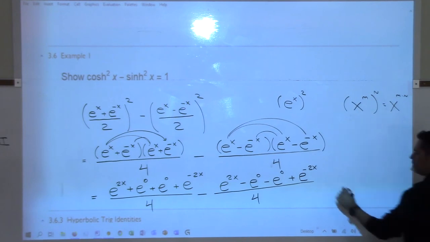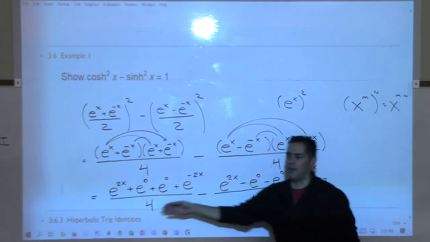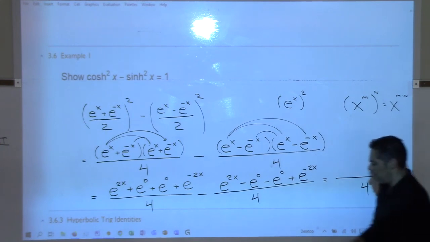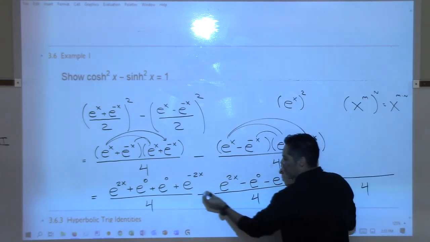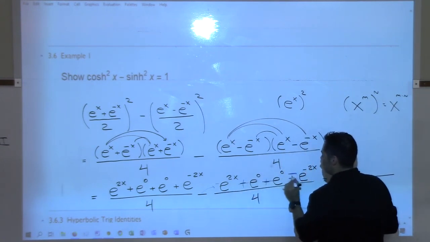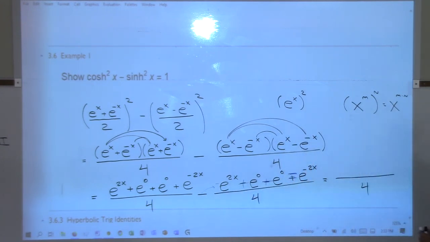And I think we can start putting everything together. These have the same denominator, don't they? So it's everything over 4. And then this minus sign is going to wind up going through here and making that a minus, making that a plus, making that a plus, and making that a minus, right? So let's put that all together.